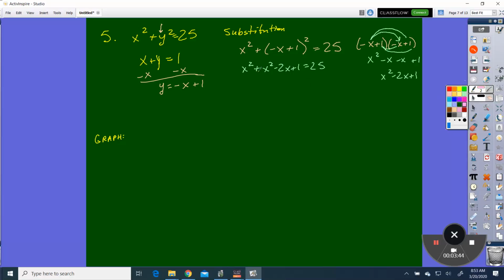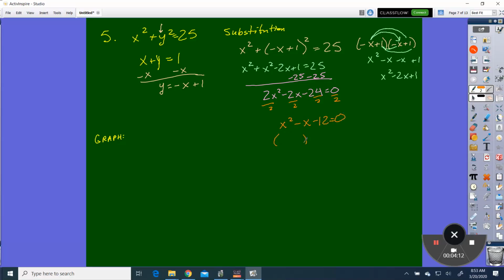Anytime we have an x squared and an x, we want to make it equal to 0. So I minus the 25 over here, minus 25 over. 1x squared and 1x squared makes 2x squared. Minus 2x minus 24 equals 0. And I see that those are all divisible by 2. So to make life easier, I am going to divide all of these by 2. So now I have x squared minus x minus 12 equals 0.